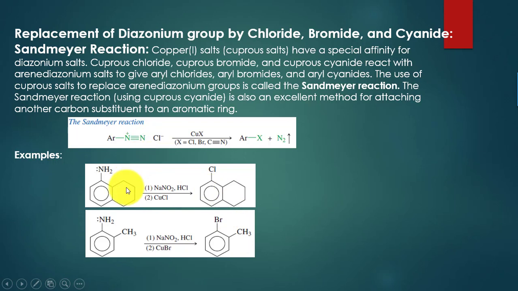Reactions are shown in which this amino group on reaction with sodium nitrite and HCl gets converted into a diazonium group, and this diazonium group on further reaction with copper chloride replaces it with the chloride ion on the aromatic ring. Similarly, bromination of the aromatic ring is shown over here.